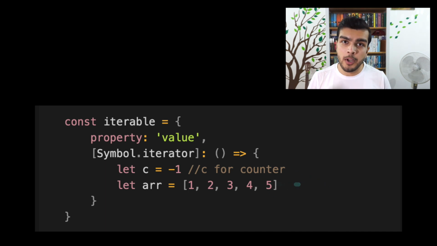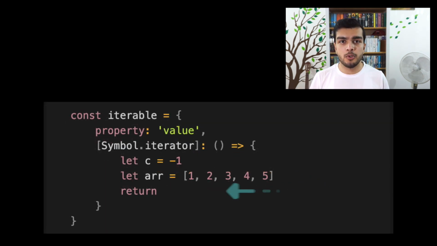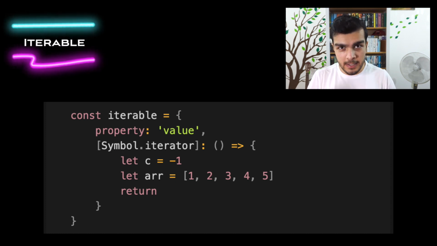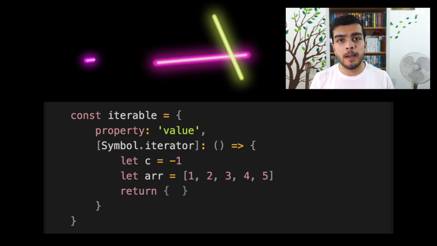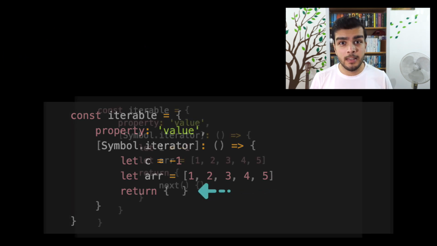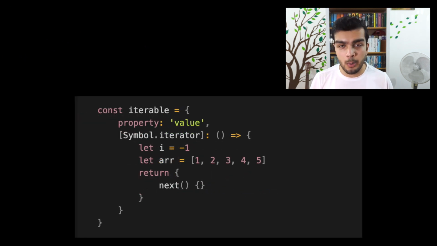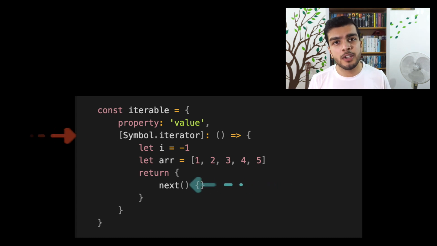Now at this point, we're going to add our return value for our Symbol.iterator property. Remember, Symbol.iterator returns an iterator. And an iterator is just an object which contains a next method. So taking that one step at a time, we're just going to return an object. And then inside this object, we're going to add our next method. So at this point, Symbol.iterator is returning an iterator. Well, kind of. We still need to implement our next method. So that's what we'll do next.